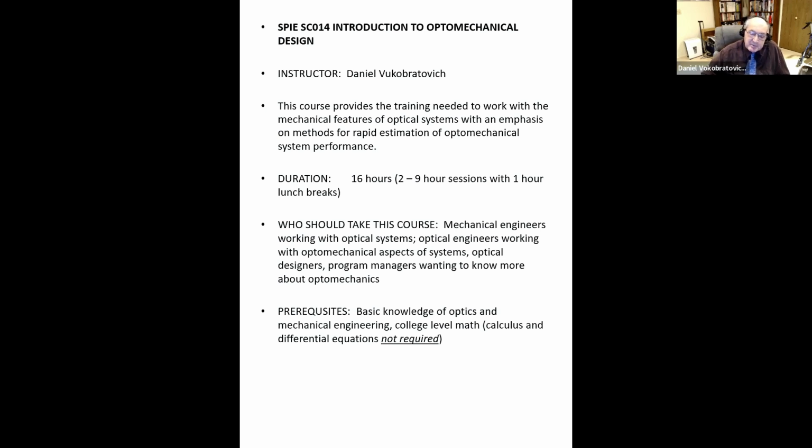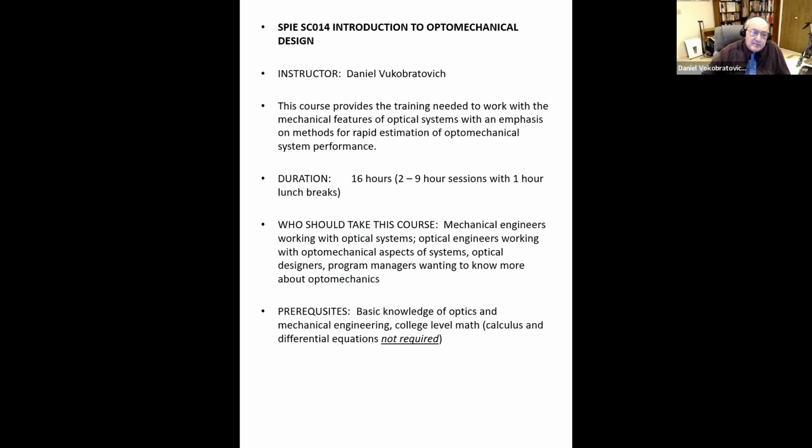Now, you do need a few things to be able to take this course. You need a little knowledge of optics and mechanical engineering, college level math. However, you don't need calculus and you don't need differential equations. If you understand algebra, you can take this course.